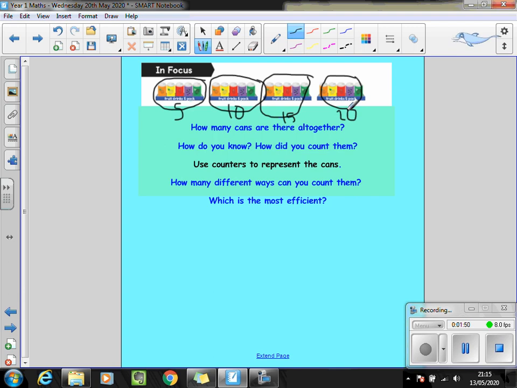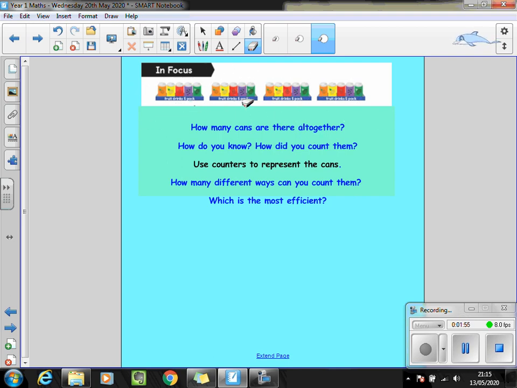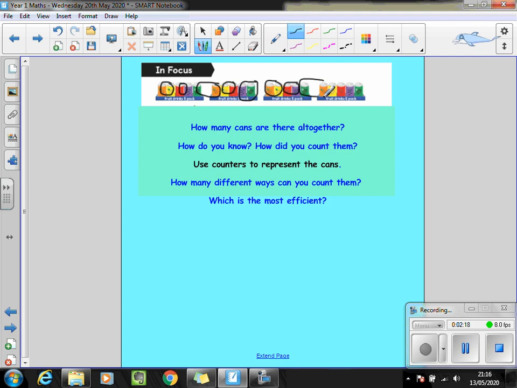If I'm not sure how to count in 5s, but I know that I shouldn't really be counting in 1s anymore, how about counting in 2s instead? 2, 4, 6, 8, 10, 12, 14, 16, 18, 20. When I counted in 5s, I counted 20 cans of drink.